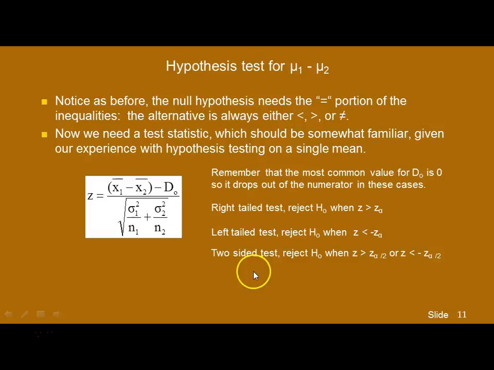And if it's a two-sided test, you're going to reject in both ends of the distribution. You cut alpha in half. You'll reject if you get a z-value above z alpha over 2 or below negative z alpha over 2.